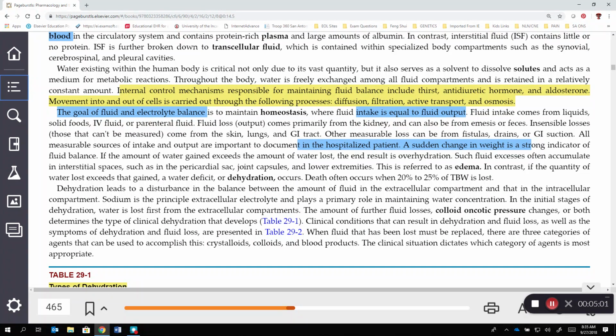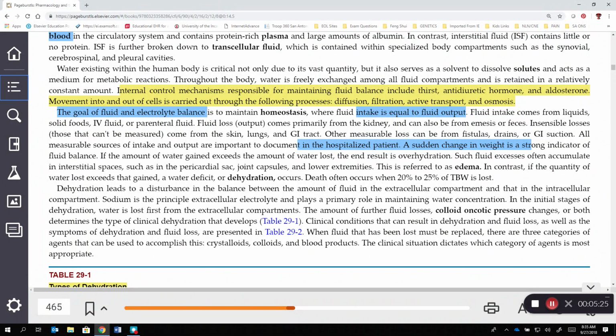Okay, coming down to this blue area, the goal of fluid and electrolyte balance. So here's where we begin on applying pharmacology in here. The goal to getting a balance is to maintain homeostasis, and that's when fluid intake is equal to fluid output. That's why we measure intake and output on our patients.